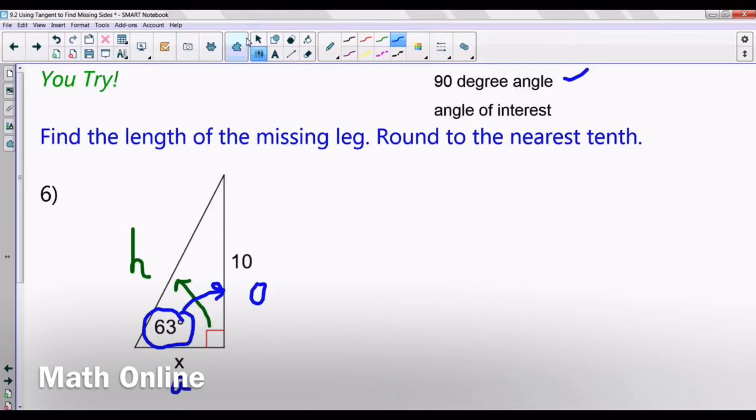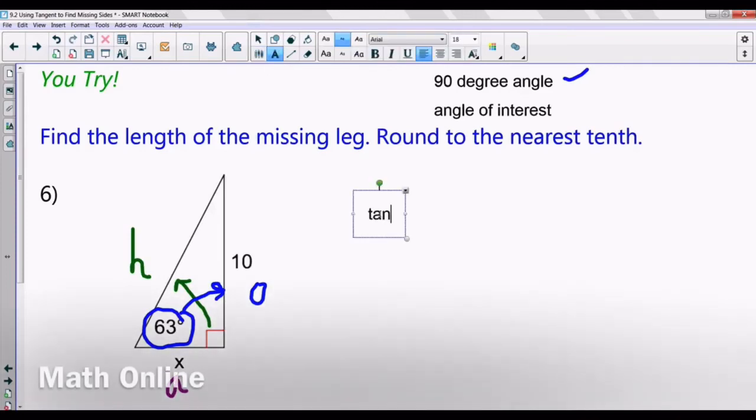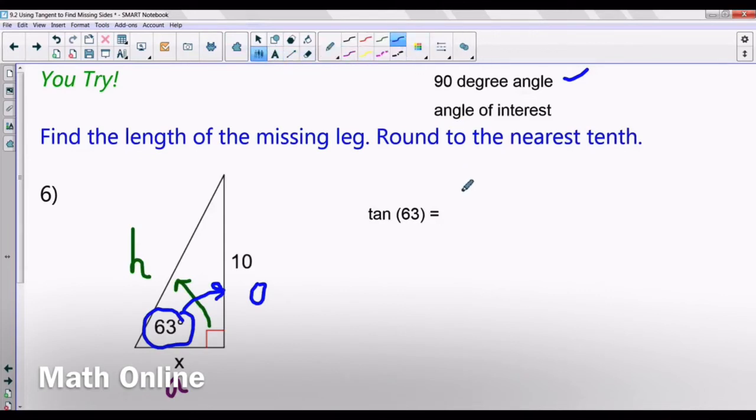Actually, let me use a different color. Let me rewrite that again so we can see that this is the adjacent side by default. Now remember, today's lesson is just about tangent ratios. So tangent of what is the angle of interest? 63 degrees should be equal to what ratio? You guys should know this by now. It's been the same ratio over and over again. It's opposite over adjacent. That is for tangent all the time. It doesn't change unless you have sine and cosine, but we're not doing sine and cosine.